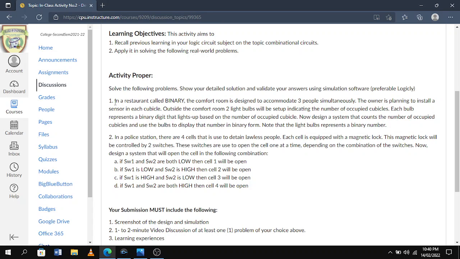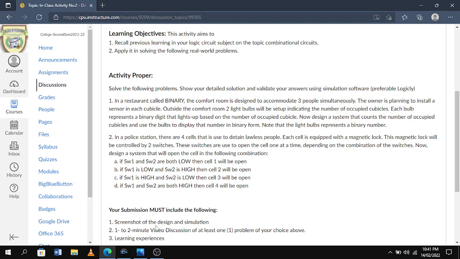So the problem is, in a restaurant called Binary, a comfort room is designed to accommodate 3 people simultaneously. The owner is planning to install a sensor in each cubicle. Outside the comfort room, 2 light bulbs will be set up, indicating the number of occupied cubicles. Each bulb represents a binary digit that lights up based on the number of occupied cubicles. Now design a system that counts the number of occupied cubicles and use the bulbs to display that number in binary form. Note that the light bulbs represent a binary number.